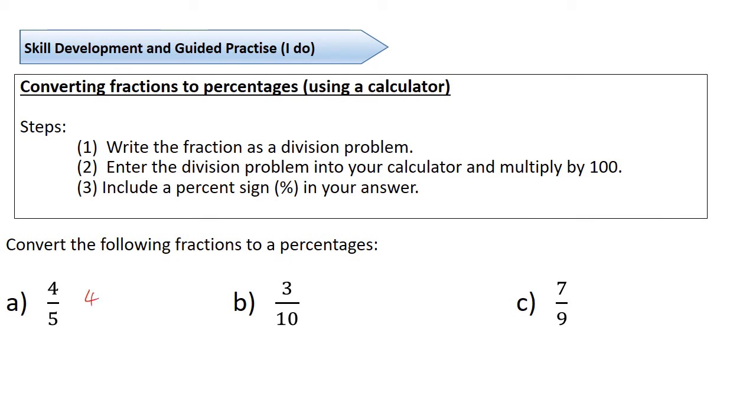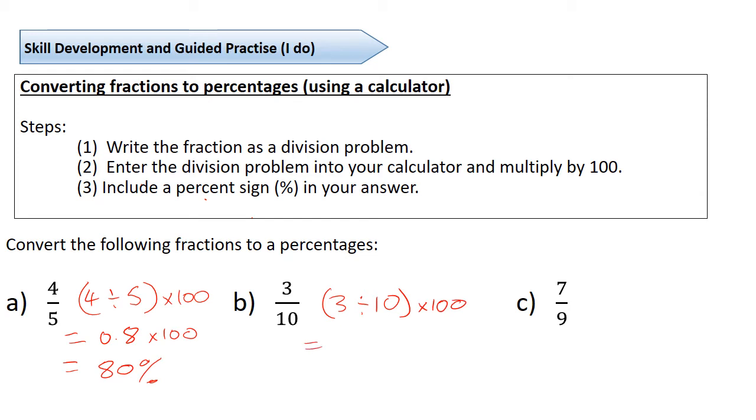Right, so let's try these ones. 4 divided by 5. And I'll multiply the whole lot by 100. So if I put 4 divided by 5 into my calculator, I get 0.8 times 100, 80%. I'm going to do that with each one. So that's what makes maths good. If you apply the same rule, then you're always going to be right. So 3 divided by 10 will be 0.3 times 100, going to be 30, put a percent sign on it. And lastly, 7 divided by 9 times 100, 77.77%.